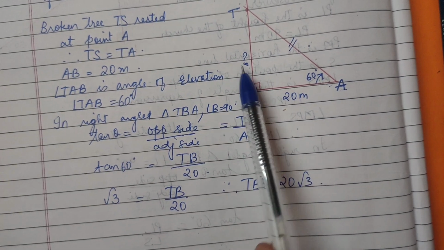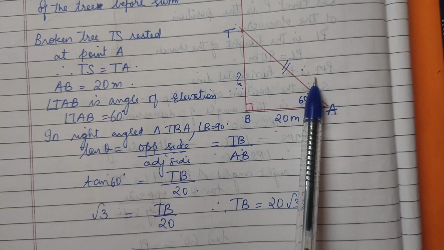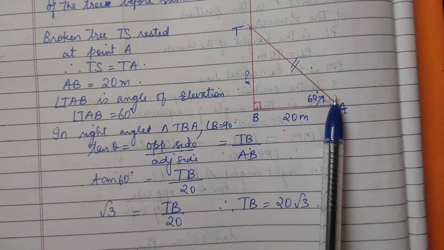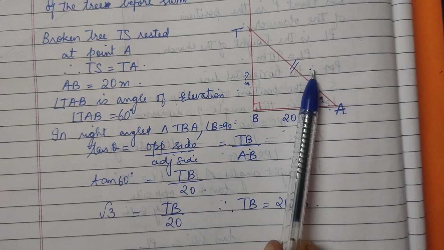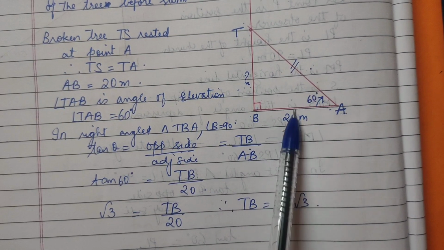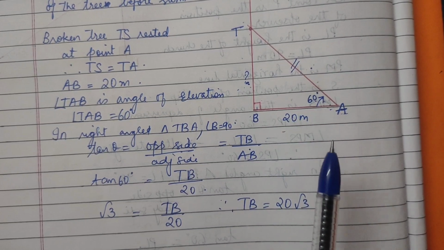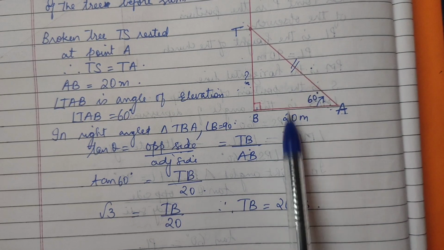We have found this part here, 20 root 3. Can we find the AB also? You know very well why we are finding it. So now see dear, this is our hypotenuse, right? So what do we need? We need the hypotenuse for theta. We can also take opposite upon hypotenuse. Okay, so we will take it opposite upon hypotenuse.